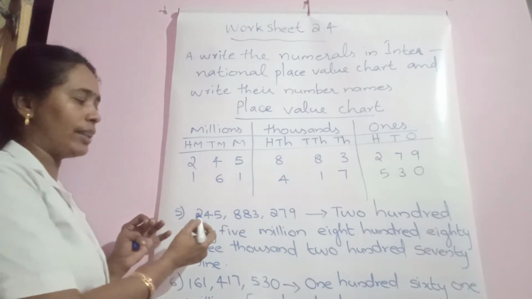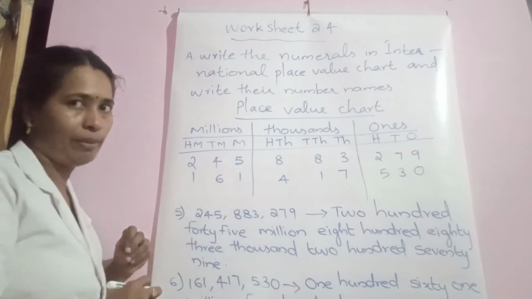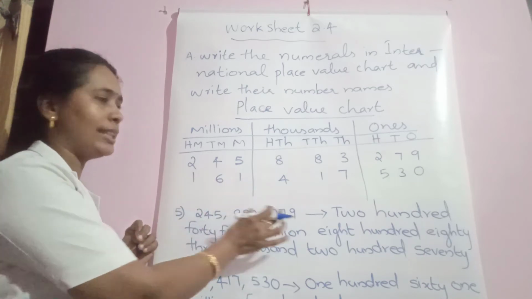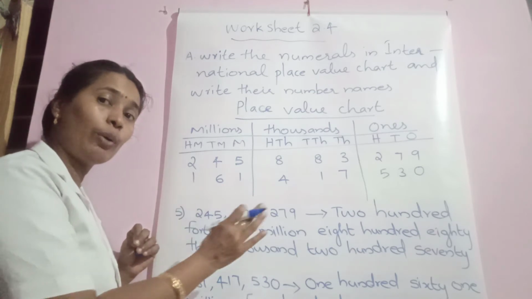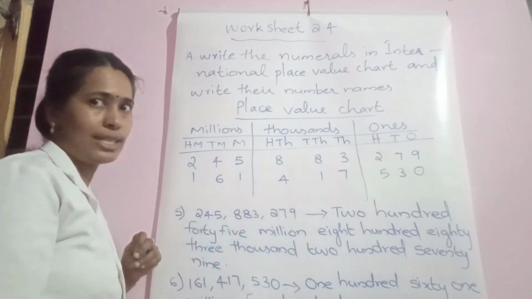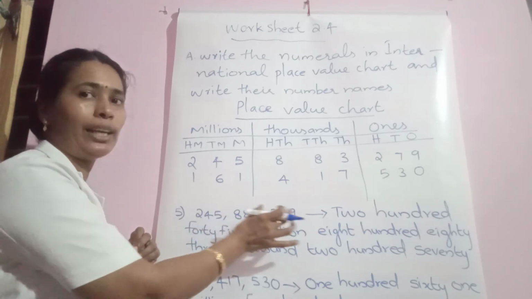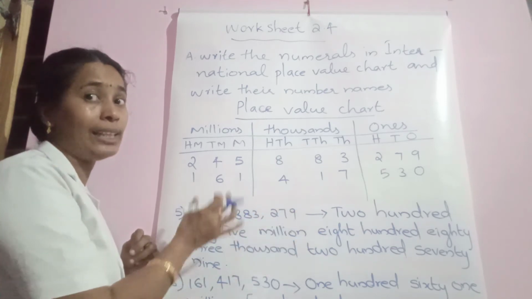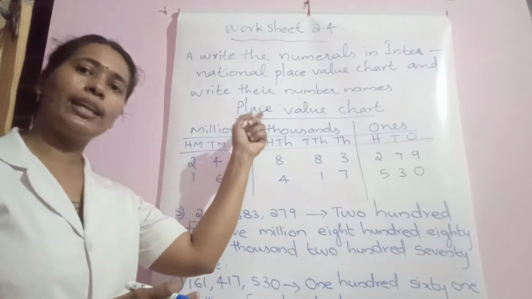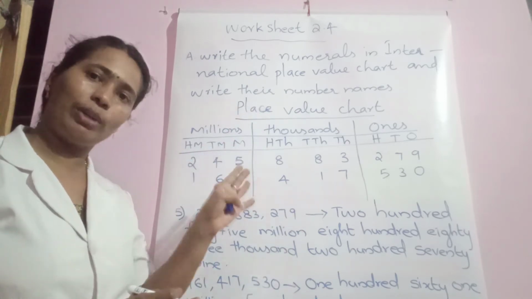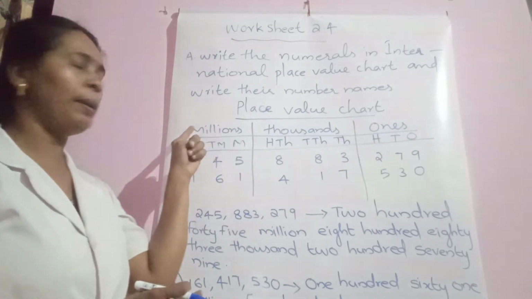5 is given like this: 245, 883, 279. By seeing the digits itself, we can understand that the numeral is given according to the international system of numeration. Is it sure? Because every period has 3 digits. The place value chart is already given in the textbook itself. They have given the periods: ones period, thousands period, millions period.